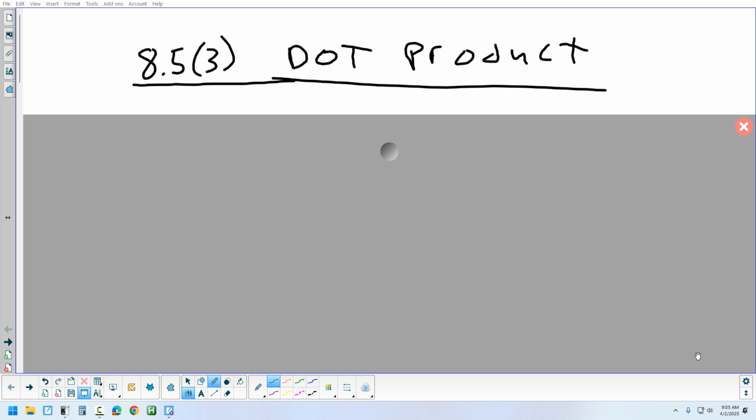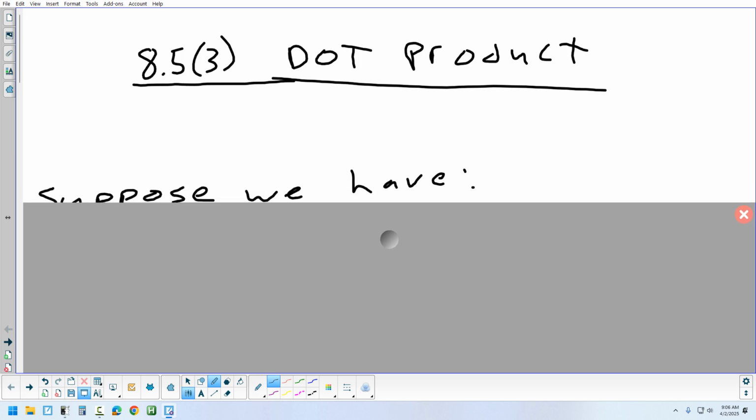So you're going to look at 8.5 part 3, which is what's called the dot product. Has anybody done dot products before? Okay, so I told you we talk about how to multiply two vectors together, and this is one way that you can do it.